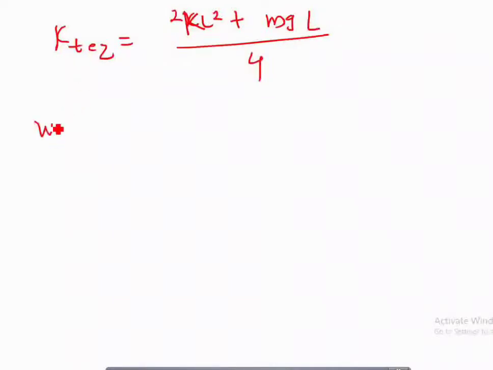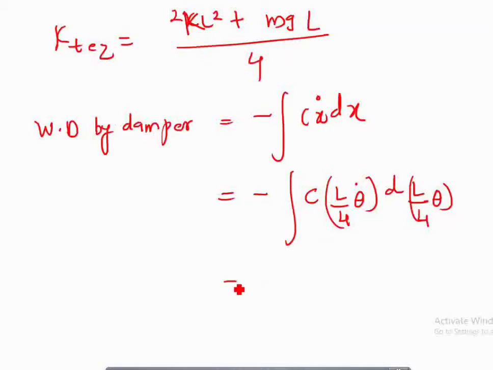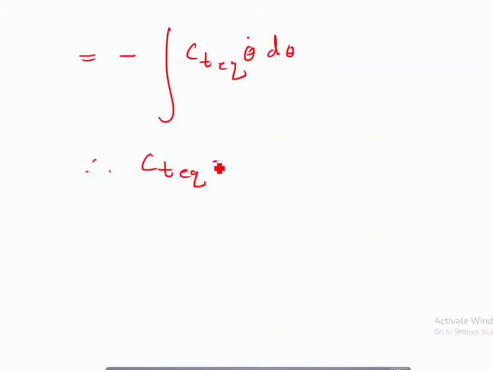Okay, and now last but not least, the work done by the damper. The damper is connected at the upper point. So this is equal to minus integration of C x dot dx, and for the damper we know that C x dot is nothing but C into L by 4 into theta dot, and x is L by 4 into theta. So this becomes minus integration of C L square divided by 16 theta dot d theta. This becomes minus integration of C_t equivalent theta dot d theta. Therefore, comparing with the equation, I am getting C_t equivalent is equal to C L square divided by 16.